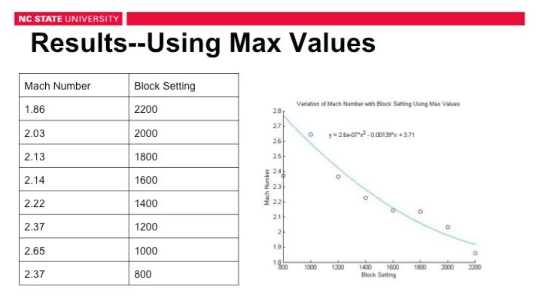The equation for the line of best fit is shown on the graph. This equation can be used in later experiments to calibrate the wind tunnel. Note that the smallest block setting, 800, only resulted in a Mach number of 2.37. This number does not match the pattern present in the rest of the data. Instead of increasing in Mach number, a decrease in Mach number with a large percentage difference from the line of best fit was observed. Therefore, this point was excluded when deriving the line of best fit.